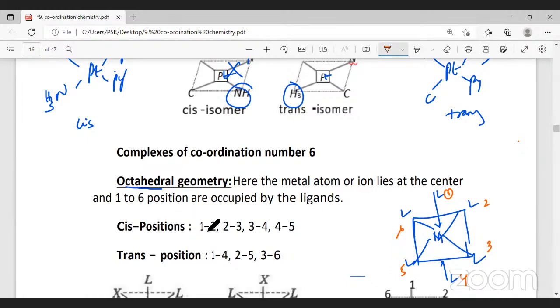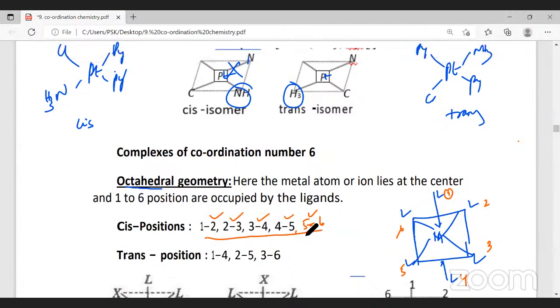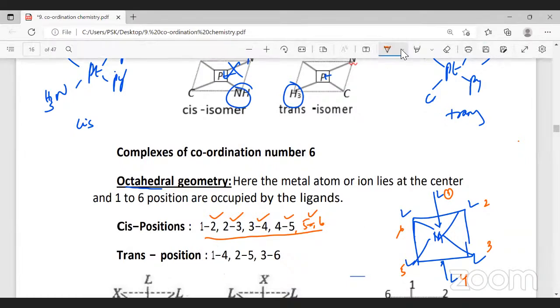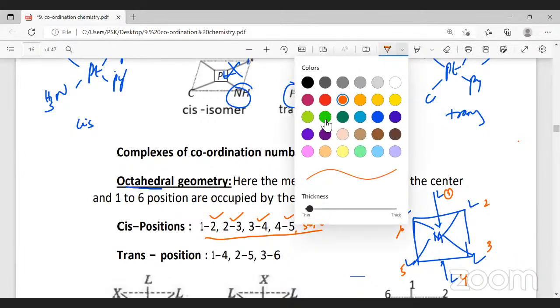Now you can see cis position. If you have 1 and 2 close to each other, cis. 2 and 3, they are also cis. 3 and 4, they are also cis. 4 and 5, they are also cis. And 5 and 6 should also be cis. So whenever similar ligands are in the position 1, 2, or 2, 3, or 3, 4, or 4, 5, or 5, 6, then that will be called cis position.